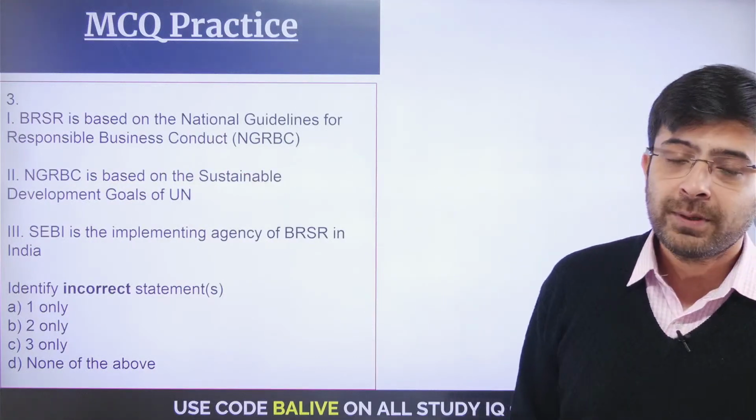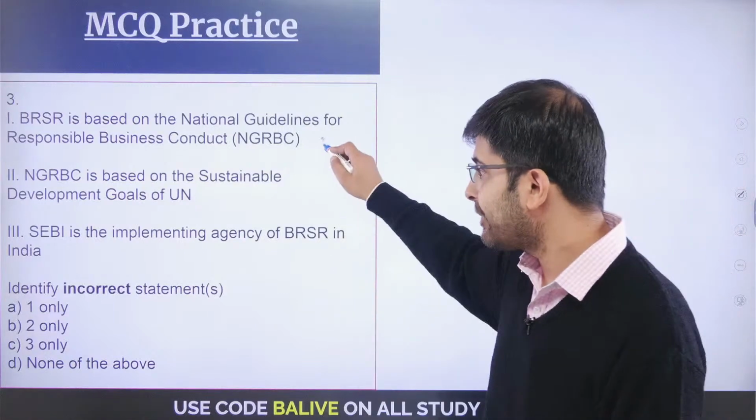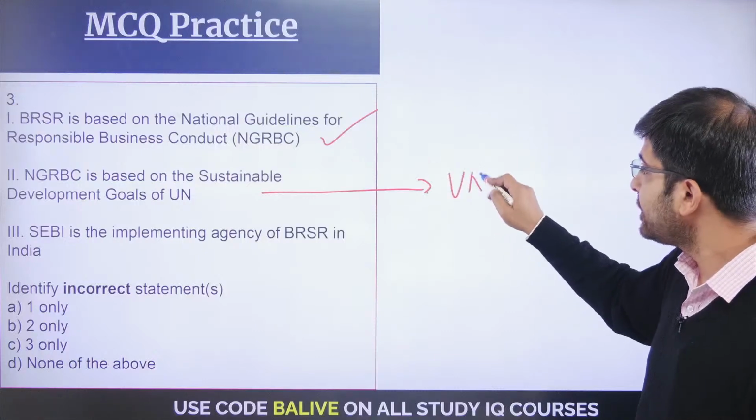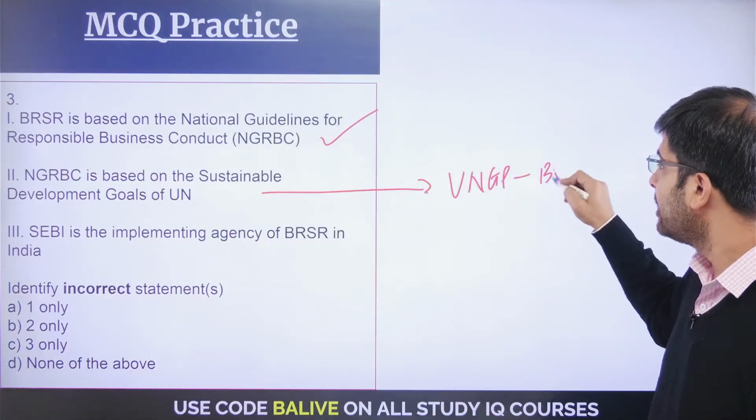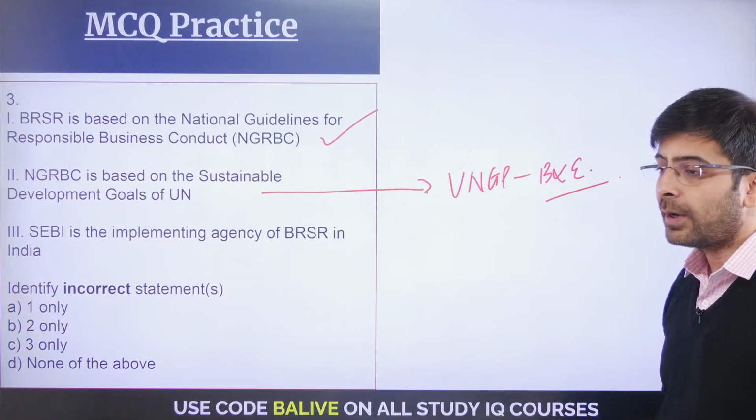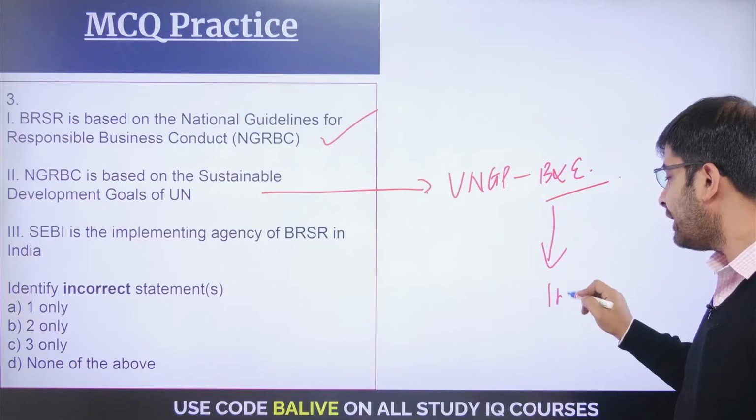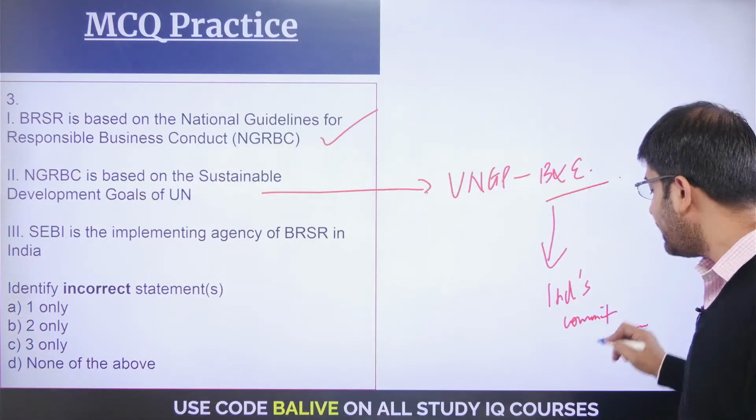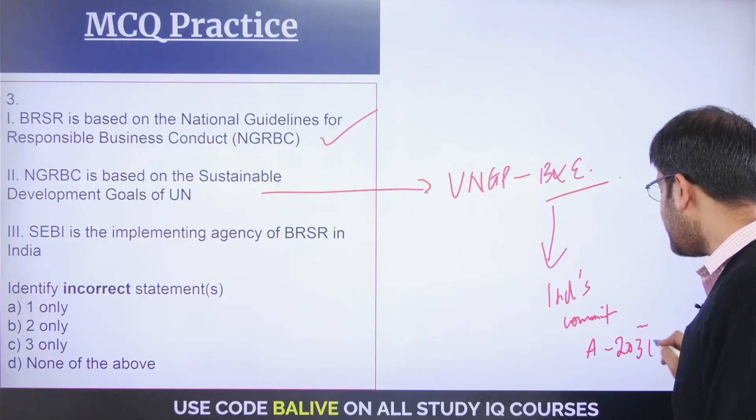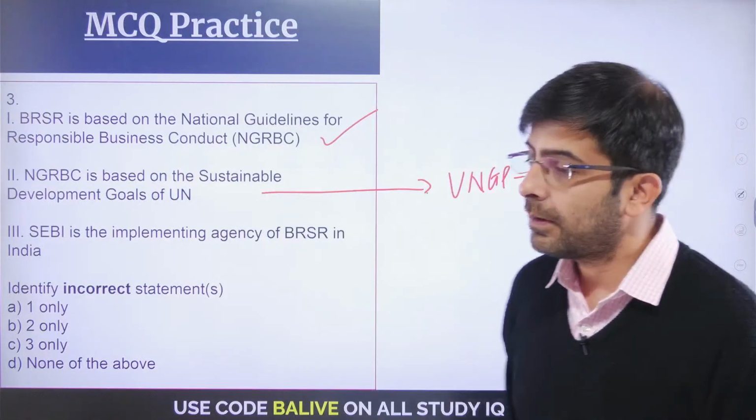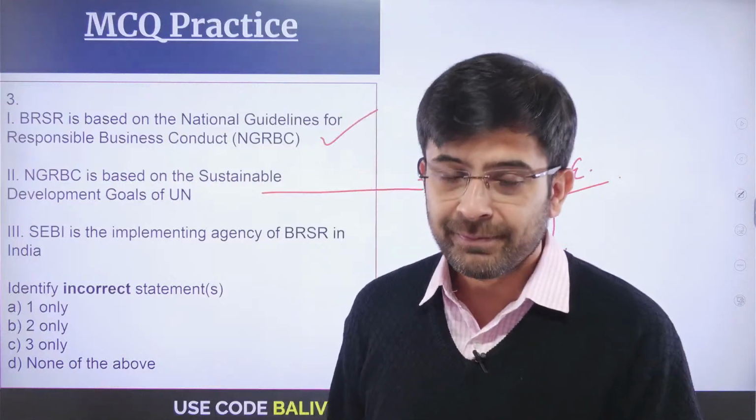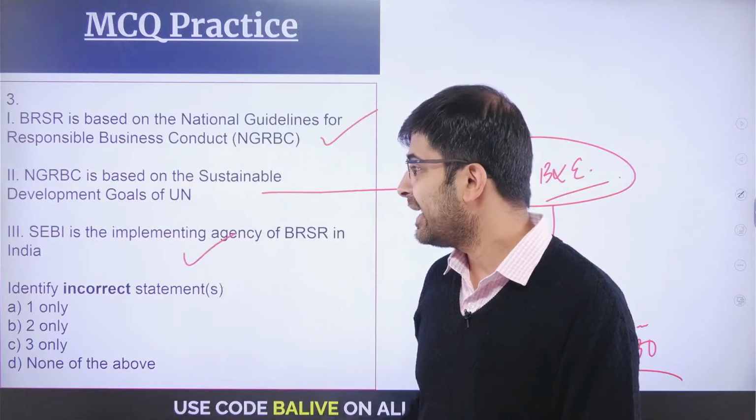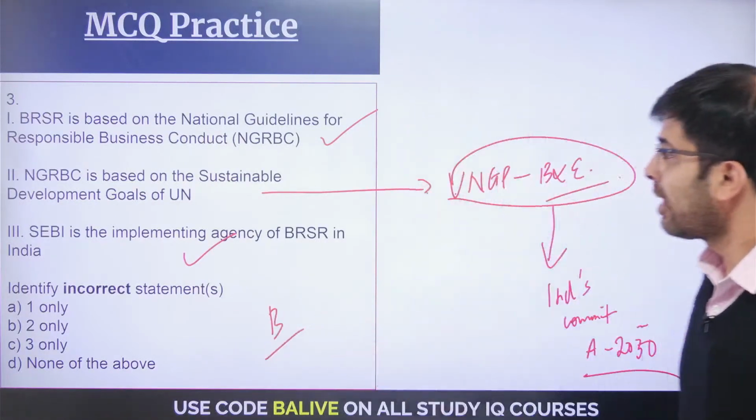BRSR, the Business Responsibility and Sustainability Report. Now, many of you got this incorrect. This is essentially based on the United Nations Guiding Principles on Business and Human Rights, which is an affirmation of India's commitment to Agenda 2030. But the primary document on which this entire business responsibility and sustainability report is based is the NGRBC, and SEBI is the implementing agency. The incorrect statement here being B only.